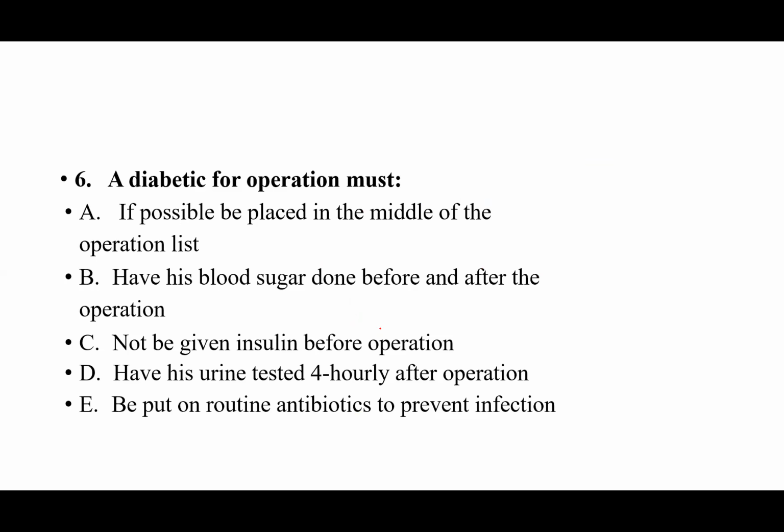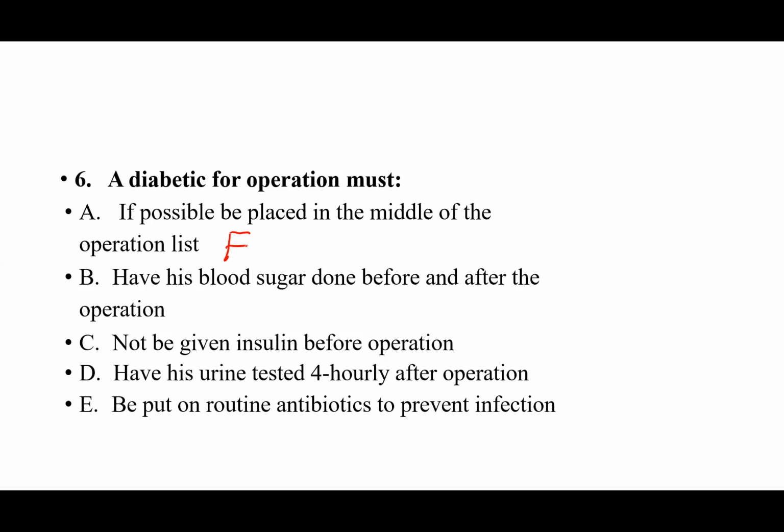A diabetic for operation must, if possible, be placed in the middle of the operation list. True or false? It's false. This is because you give diabetic patients priority, because they will be fasting, so you don't want to keep them fasting for a long time because it can lead to diabetic ketoacidosis. They can go into hypoglycemia.